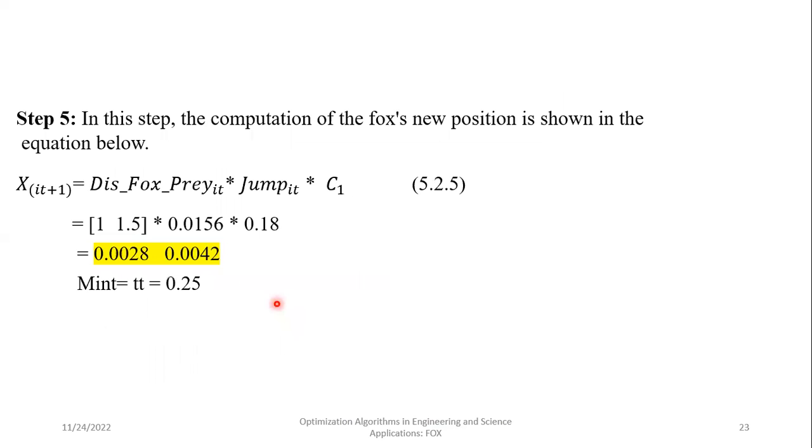Once we found the jump, then we will find the next position, or the fox updated position for the next iteration, which is equal to distance fox prey multiplied by jump times C1. So that is the result for the first fox.